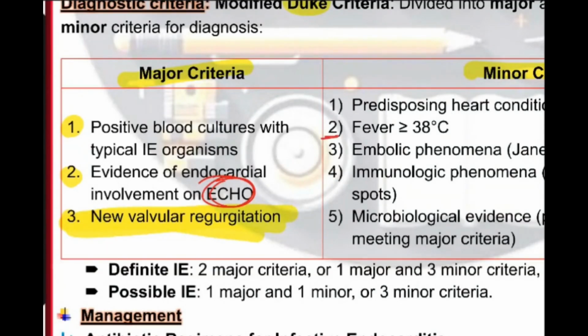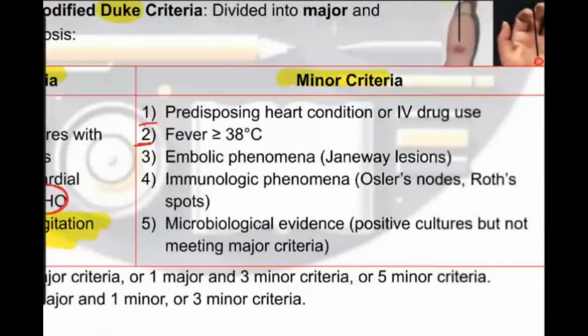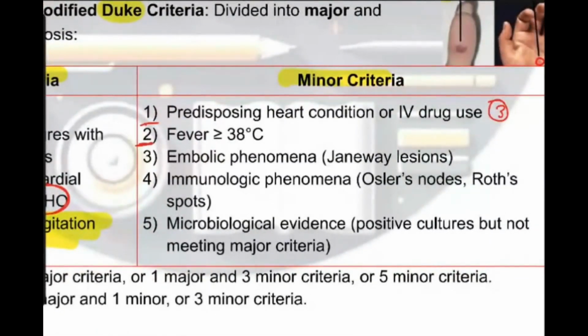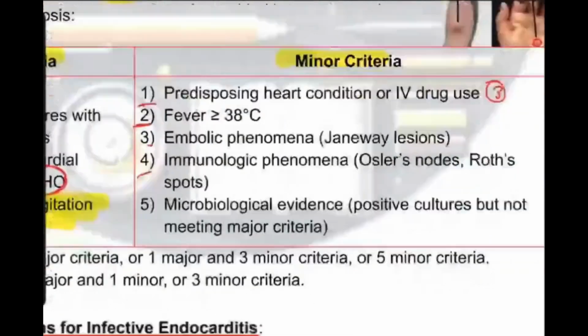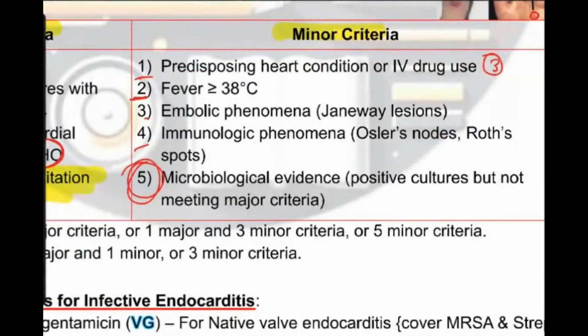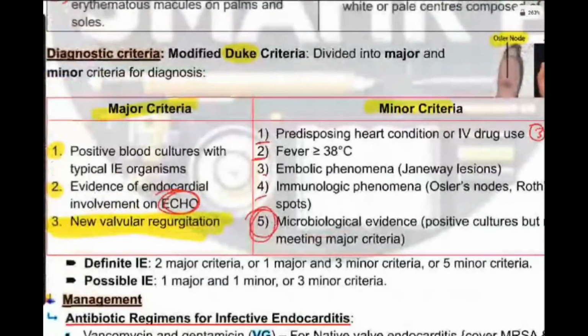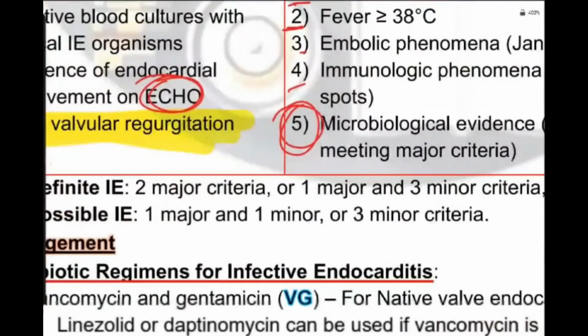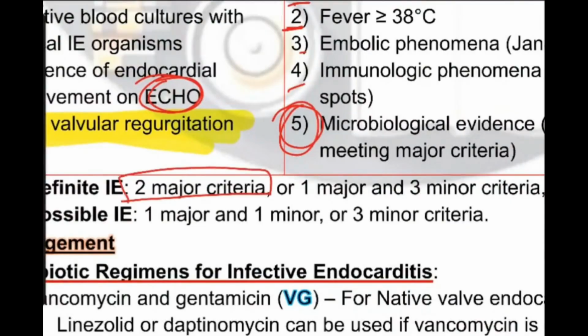Minor criteria are fever, the predisposing conditions, those three predisposing conditions that we talked about, embolic phenomena, immunological phenomena, microbiological evidence. So these are the minor criteria. Everybody will write this, but you will forget this one. To diagnose infective endocarditis, two major criteria should be there, or one major and three minor. One major, three minor. Okay, don't write two minor. One major, three minor.